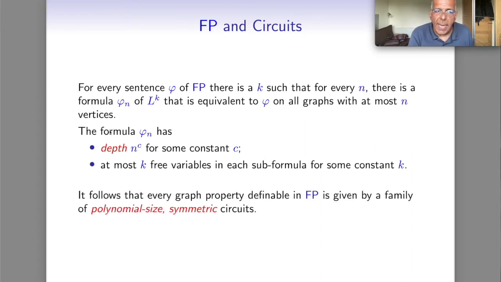And now, by the translation of first order formulas we had, it follows that every graph property definable in FP is given by a family of polynomial sized symmetric circuits, because the translation of this into a circuit has, well, polynomial depth, and the size of the circuit we said was some constant times n raised to the power of the number of free variables appearing in any subformula, and this is now bounded by a constant.